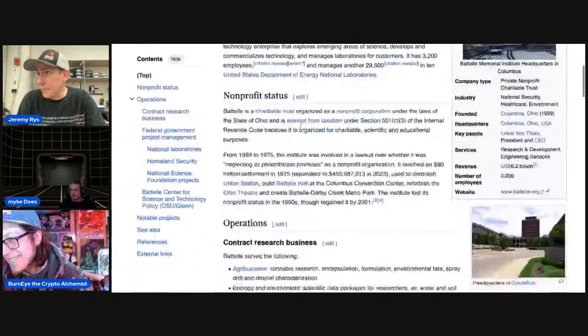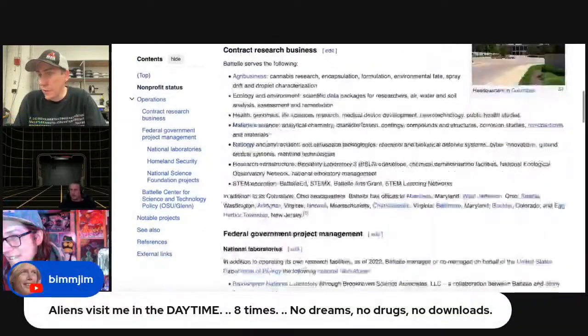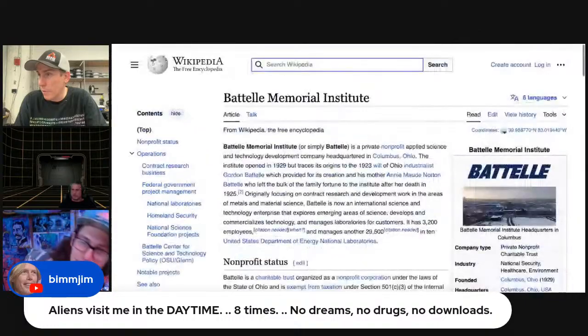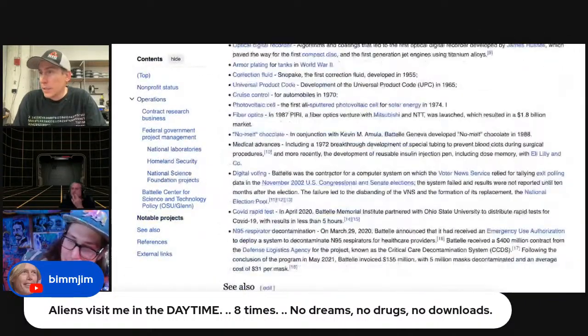But yeah, Battelle Institute is in Ohio, and it's only 40 minutes from Wright-Patterson Air Force Base. So a lot of people.